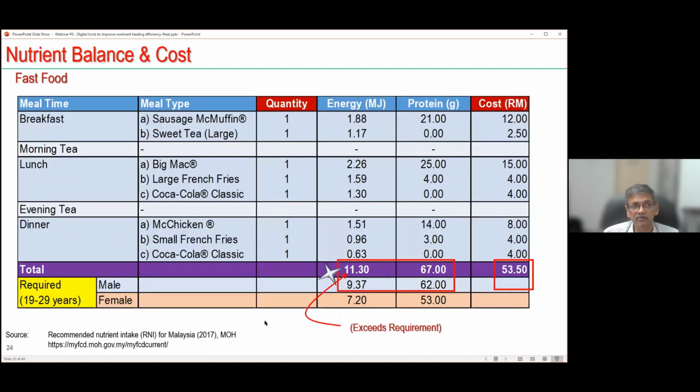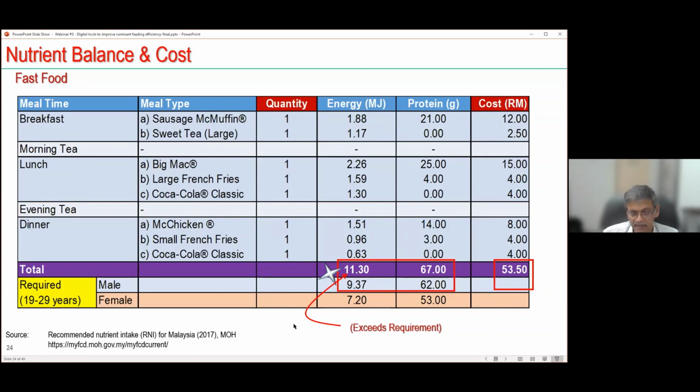Kalau kita ambil fast food pula, let's say dia makan seperti yang saya sebut tadi, all one, cost dia RM53, tapi his energy and protein is very high. Terlalu banyak. So it exceeds the requirement. So actually you're wasting energy, wasting protein, and wasting money. So yang ni kita boleh adjust.